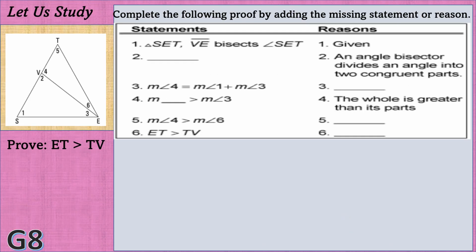Next, we have question number 2. So question number 2 states, what is the reason for statement 3? So, ang hinahanap naman natin dito is the reason. The statement is, the measure of angle 4 is equal to the measure of angle 1 plus the measure of angle 3. So if this is the statement, what will be our reason?